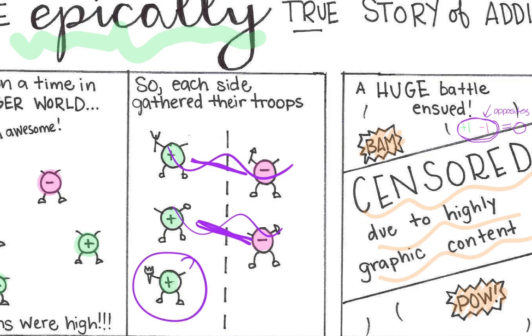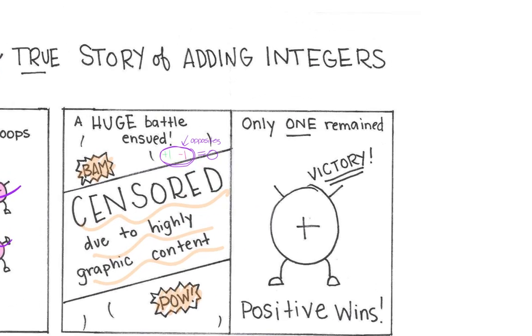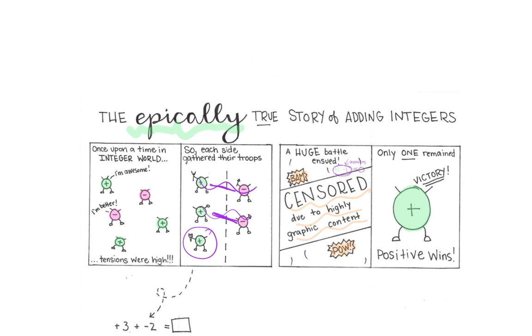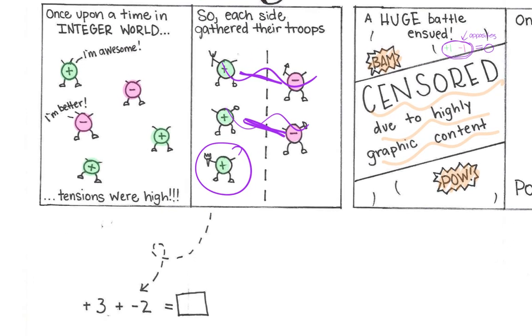So all that was left is this one positive integer. Oops, I didn't mean to do that. I meant to use my highlighter to make it not that color. Wow, we're really doing well here. Positive wins the victory. So when we think about this in math related terms, what we had here was 3 positives plus 2 negatives, and that is how we got 1 positive as our answer.